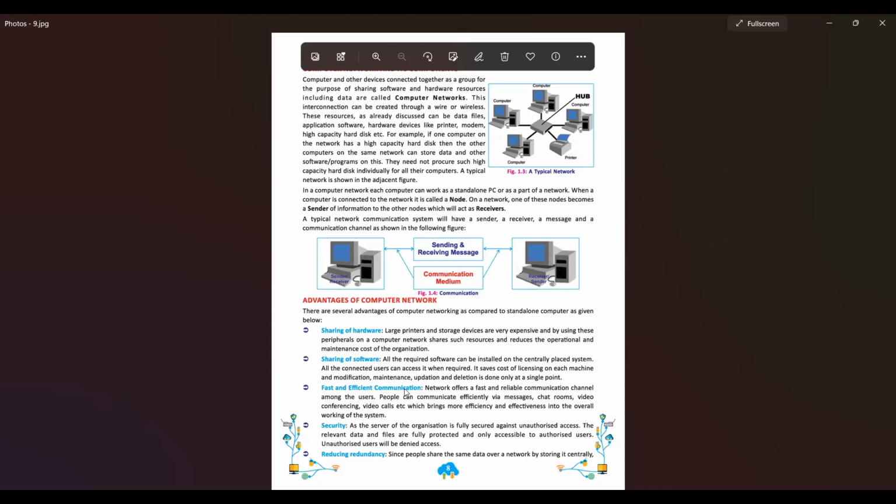Reducing redundancy, since people share the same data over the network by storing it centrally. My dear student, reducing redundancy means stopping duplicacy. If computers are connected in a centrally located network, it reduces the redundancy. That means if one file is sent in a network, there is no need to send the same file again, because everybody knows that the same file was already shared in the network. So you can say that it reduces the redundancy of data.